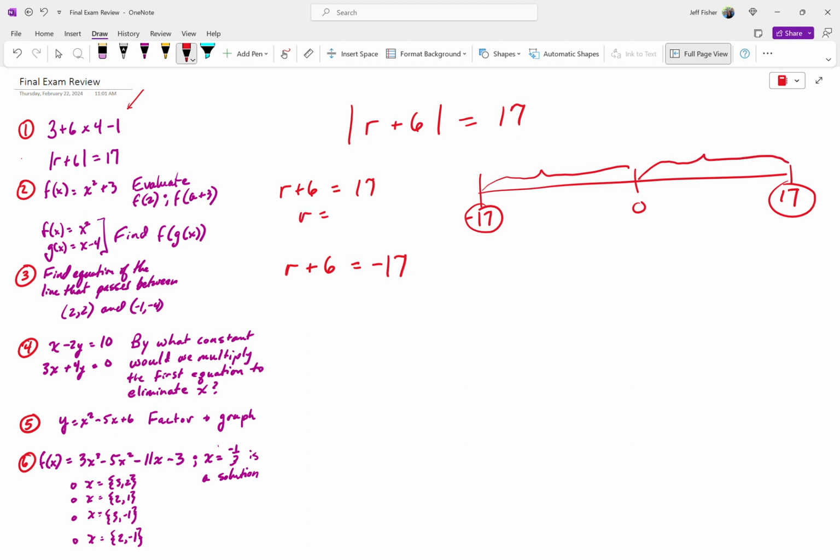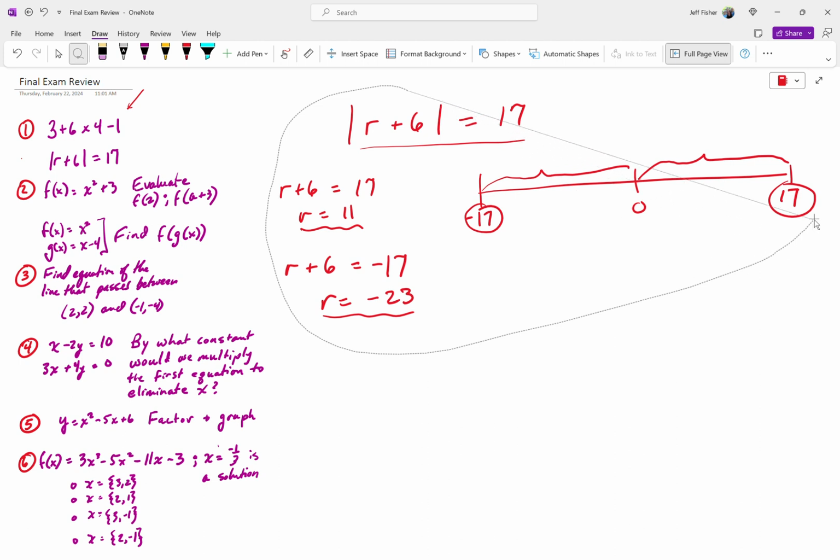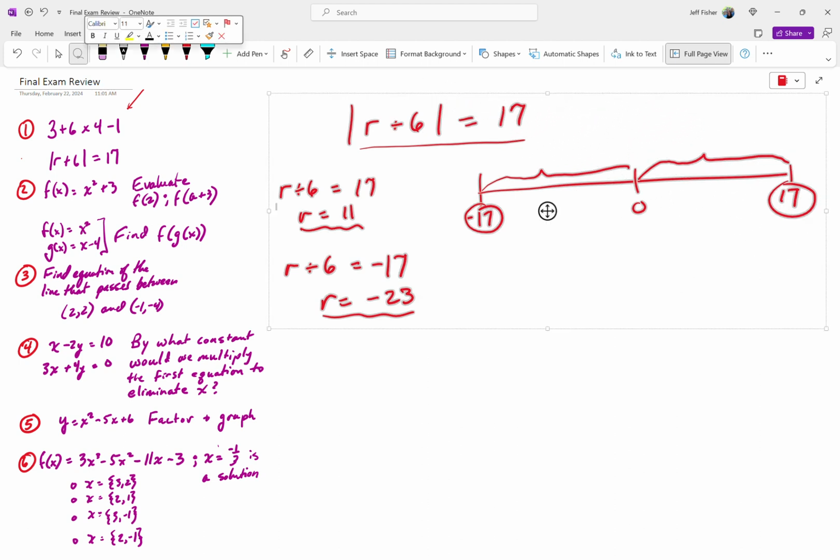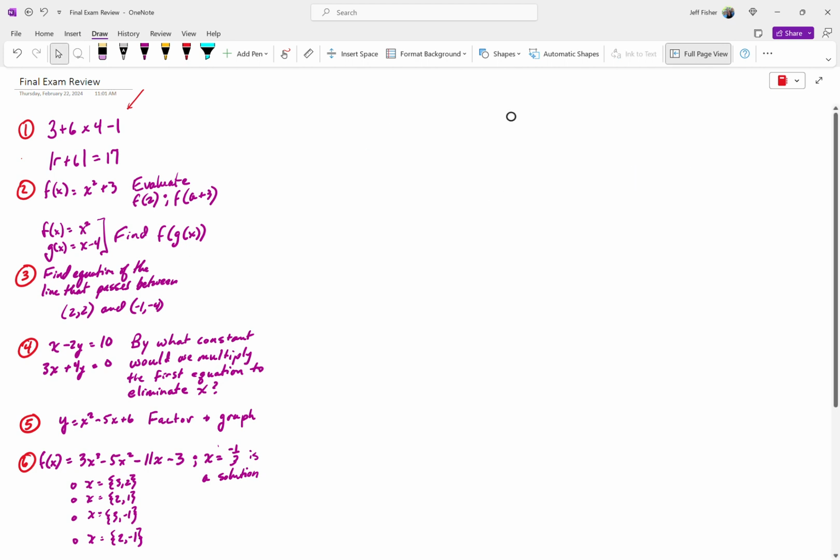So r here is going to equal 17 minus 6, 11. R here is going to equal negative 17 minus 6, negative 23. So these are going to be the values for r that will satisfy this equation. Okay? That was all chapter 1. Not much else in chapter 1. I think everybody did pretty well there. We shouldn't be too worried about it. Let's get on to some other stuff that might be a little bit more challenging.